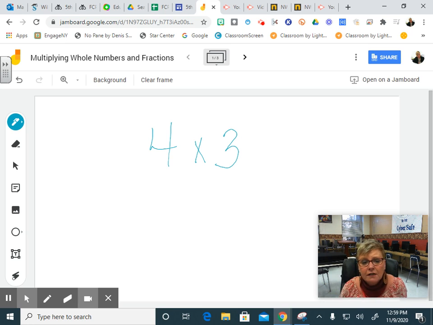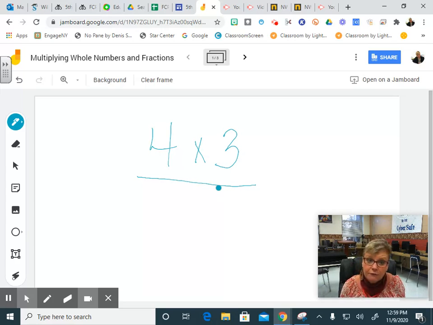Okay, before we start talking about multiplying whole numbers and fractions, let's talk a little bit about just multiplying whole numbers. What does 4 times 3 mean? It means 4 copies of 3, right? Either 4 3 times or 3 4 times, whatever. So we've got 4 times 3, so that means I'm going to have 3 and 3 and 3 and 3. 4 copies of 3, that's what it means.